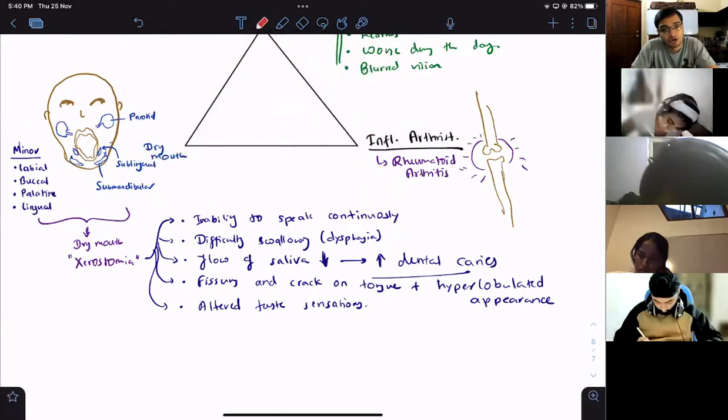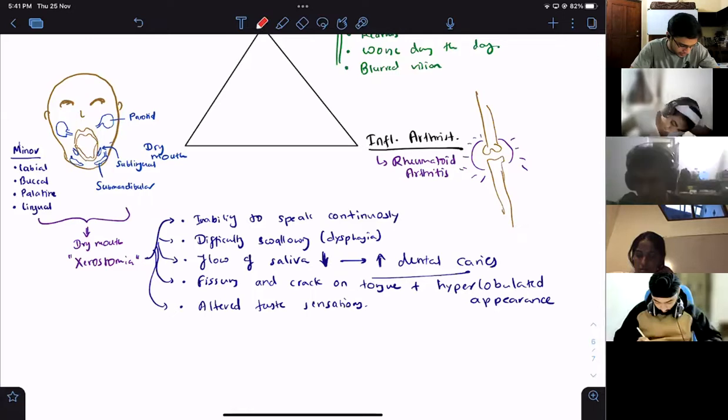Now, what are the features here? Tell me. You all know inflammatory arthritis. What are the features? Morning stiffness lasting more than 30 minutes. Okay, good. Anything else? Pain exacerbated during rest. Okay, anything else?